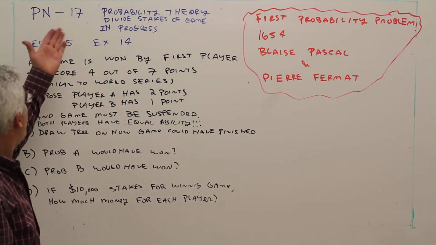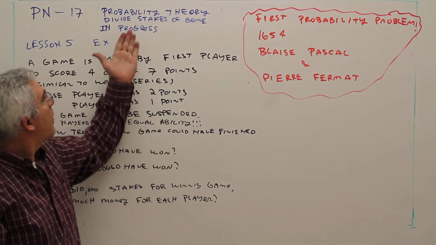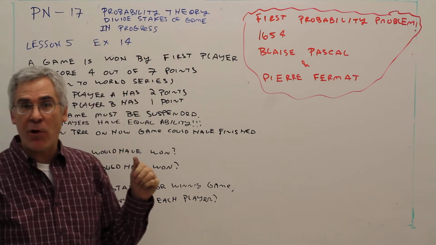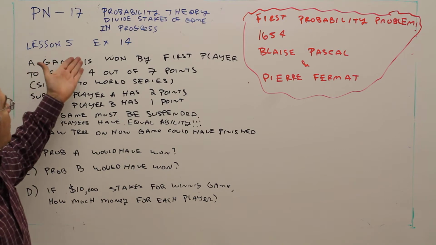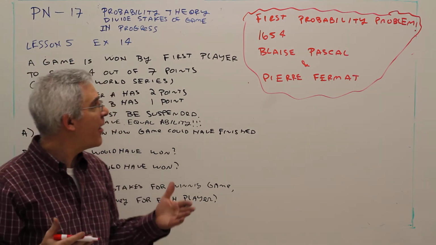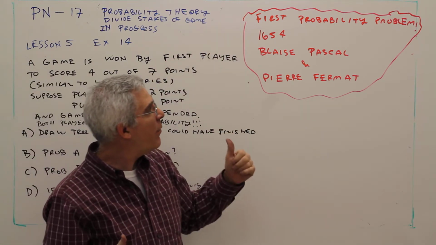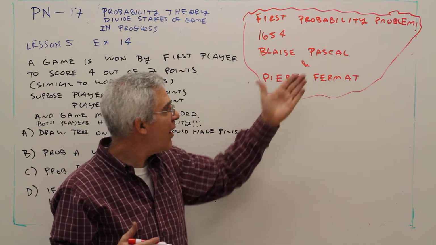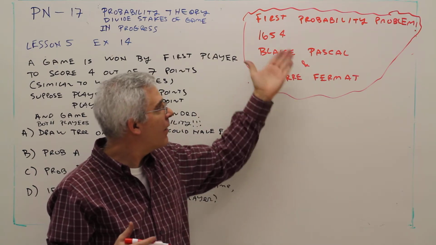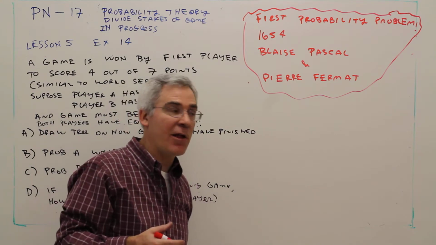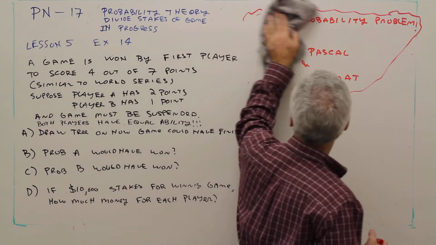Welcome to video PN-17, Probability Theory, How to Divide Stakes of a Game in Progress. It's from Lesson 5, Example 14. And before I do anything, it's the first probability problem solved by Blaise Pascal and Pierre Fermat in 1654. So this is kind of where it all came from. Okay, let me get some room here.